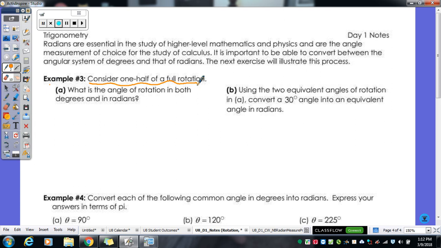So consider 1/2 of a full rotation. So a full rotation is how many degrees? 360. So half of a rotation would be 180 degrees.